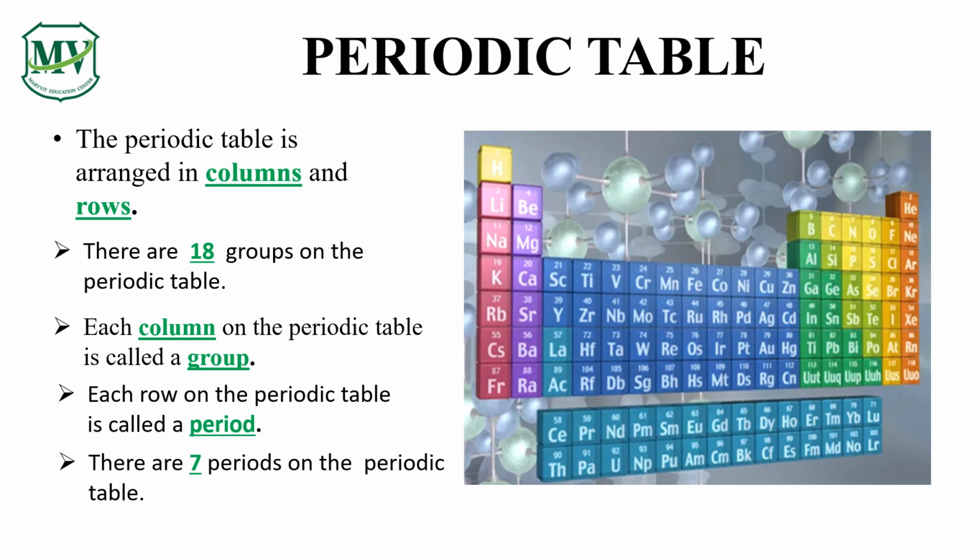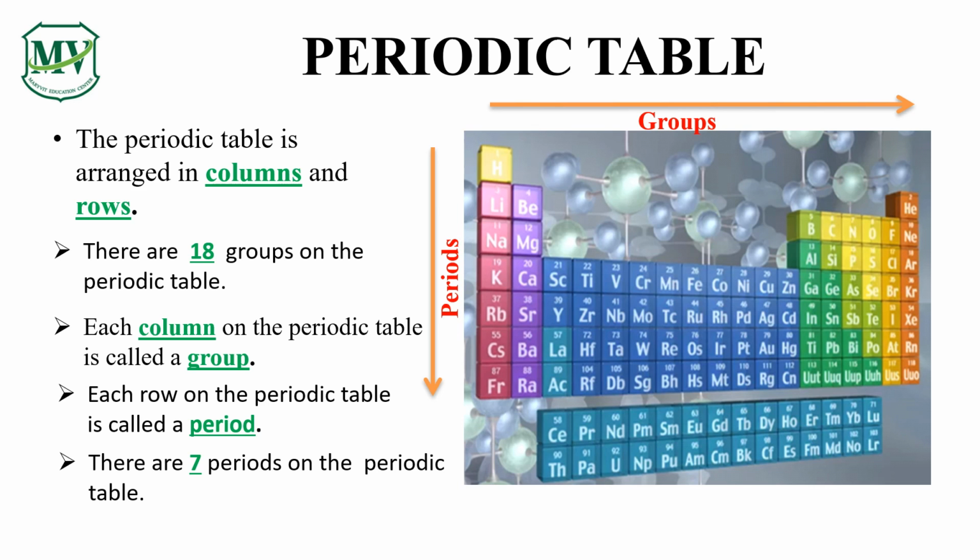How is the periodic table arranged? Exactly. The periodic table is arranged in columns and rows. Did you know that the periodic table has periods and groups? Yes, you heard it right. There are 18 groups on the periodic table, the 18 vertical columns. Each column on the periodic table is called a group.